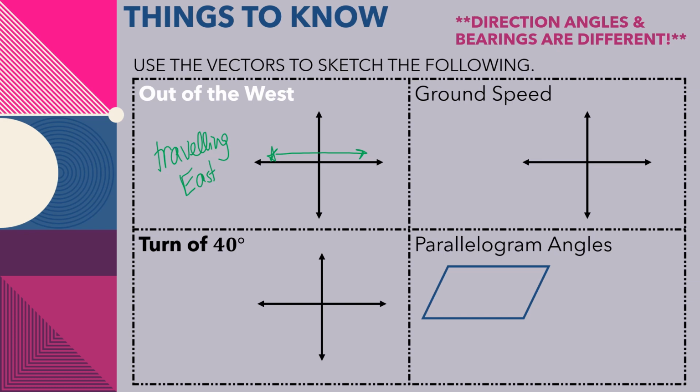Our next one, ground speed. That just means that you are on the horizontal. Doesn't necessarily matter the direction. Like you don't have a negative speed, you're just going a different direction. So this is on the horizontal.